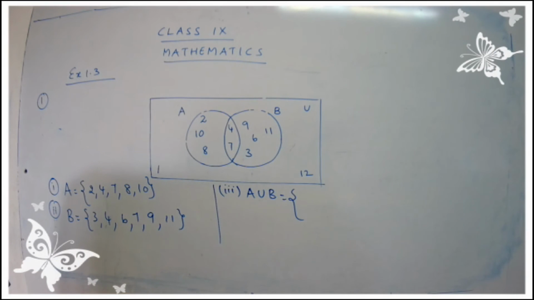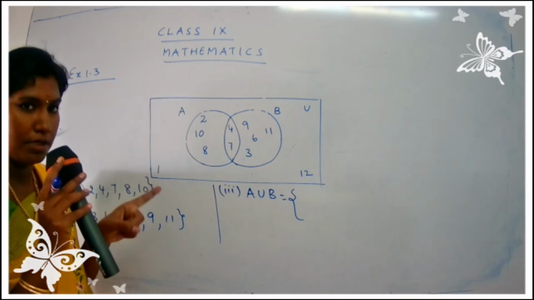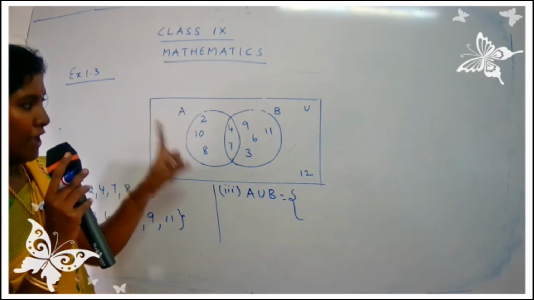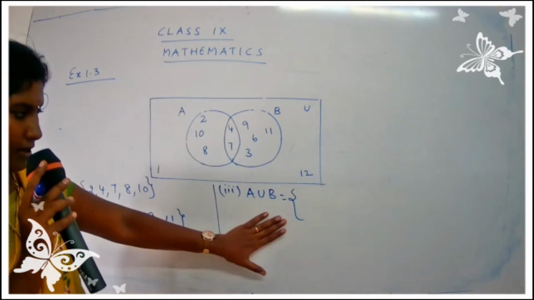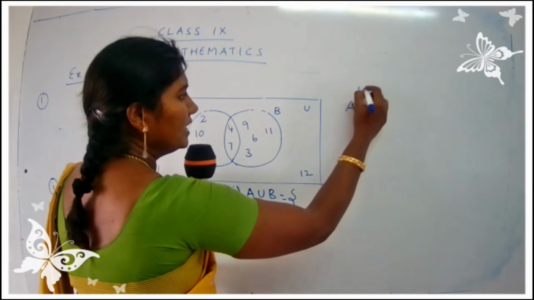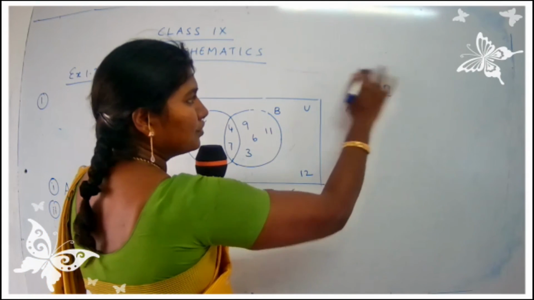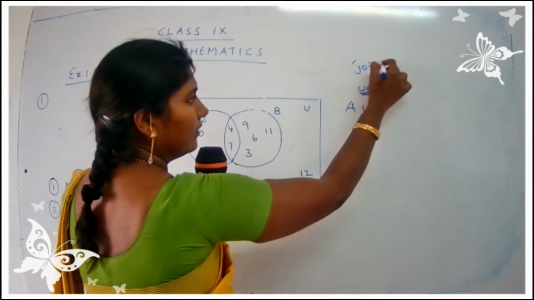What is A union B? You are going to write down all the members, not just the numbers. You have to say members of A and B together. This is union. U is read as union. What is the meaning of union? Coming together or joining together.